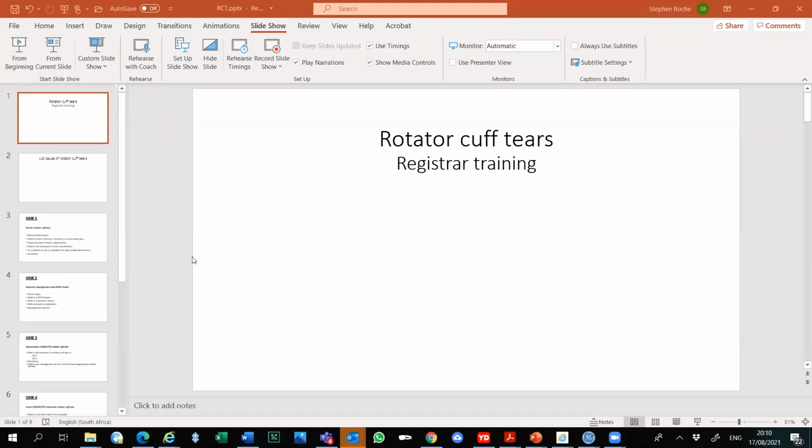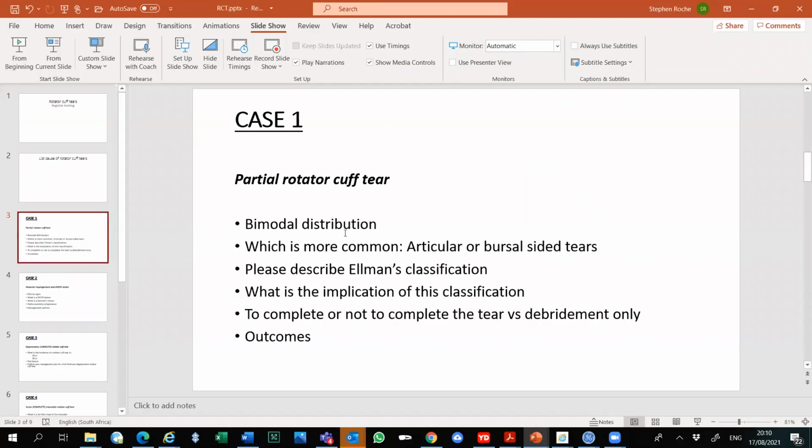Okay, let's just go through a couple of cases. We've touched on some of this now. I was going to do a poll on this, but I couldn't, because I'm not the author of the Zoom meeting, so I can't do a poll.